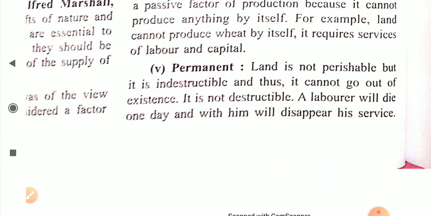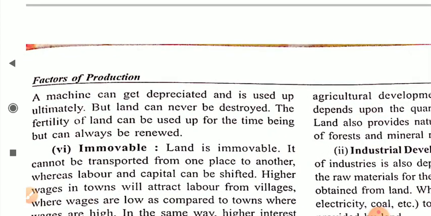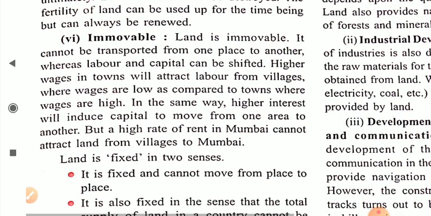So that's why land is permanent. You can say that land is always permanent, it is not a perishable good like any other thing. Machinery can be depreciated, a labourer can die one day, raw material can be finished one day. But land is permanent. Next is immovable.